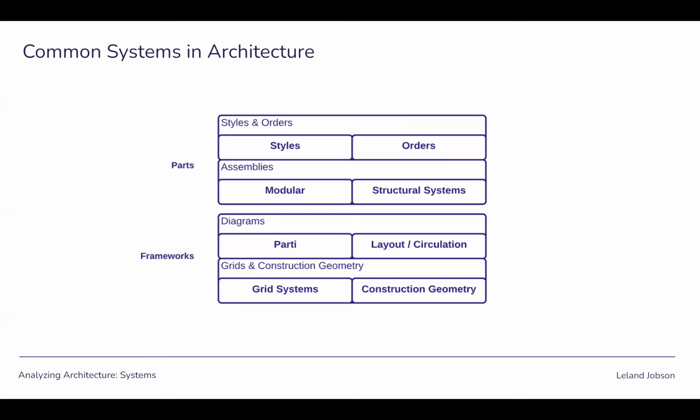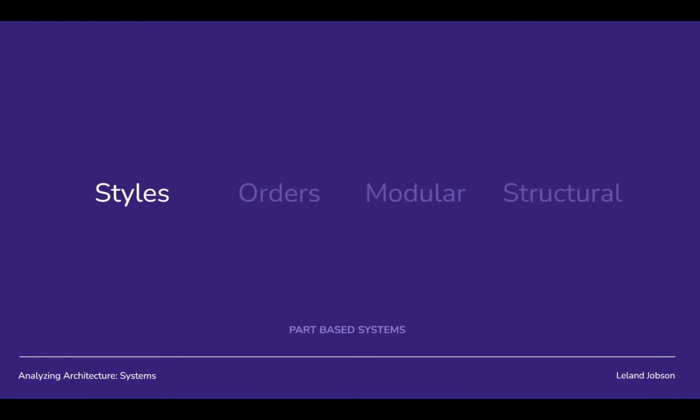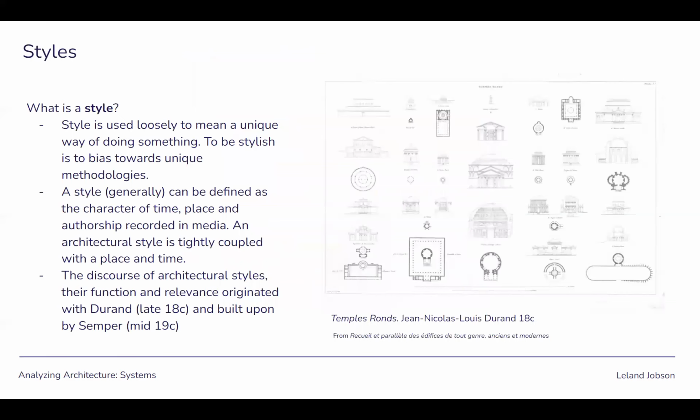So what are part-based systems? Styles, orders, modules, and structural systems. And frameworks, so ways of working: the parti, the layout or circulation diagram, grid systems, and construction geometry. So quite a little bit to go over, but I hope this changes the way that you think about how systems manifest in architecture. So we're going to break down these common systems, starting with styles.